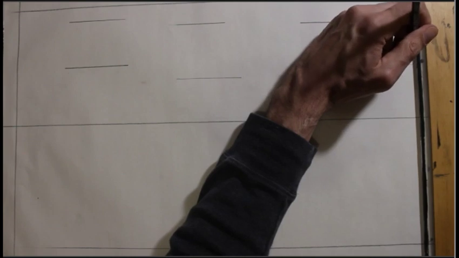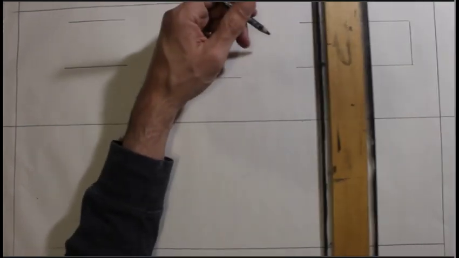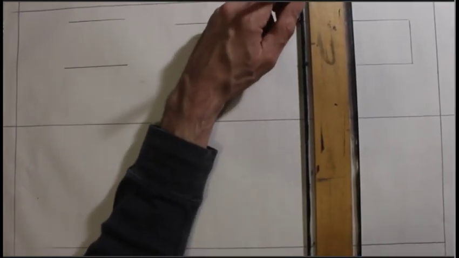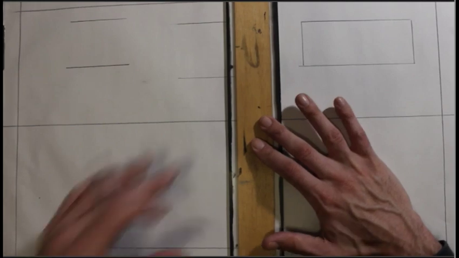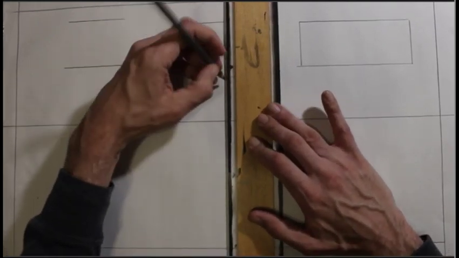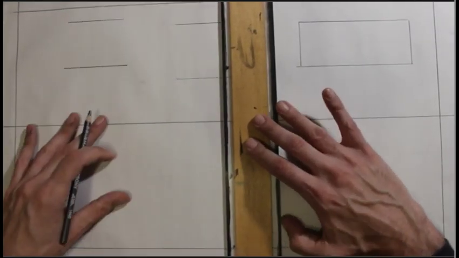So now I have the T-square butted up against the bottom edge of my drawing board. You want to make sure it's the drawing board and not the drawing pad, because the pages can shift around and give you wobbly results if you're using a T-square.